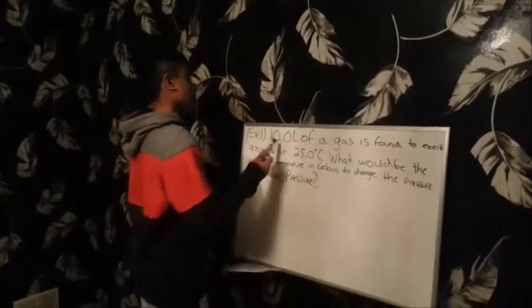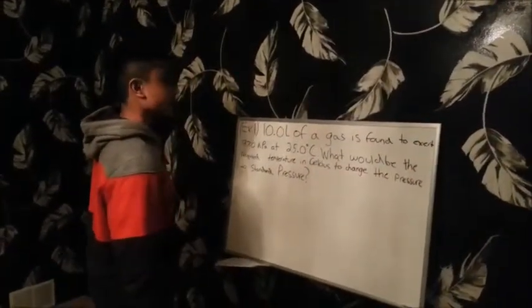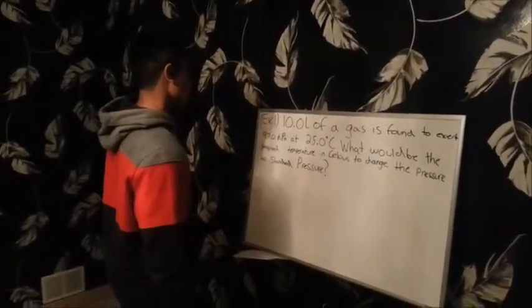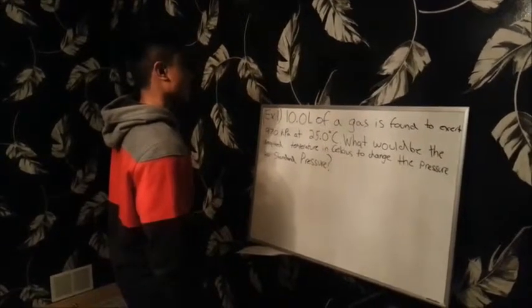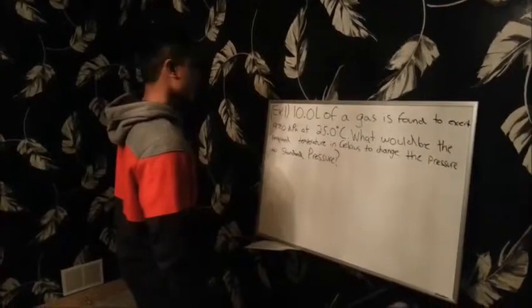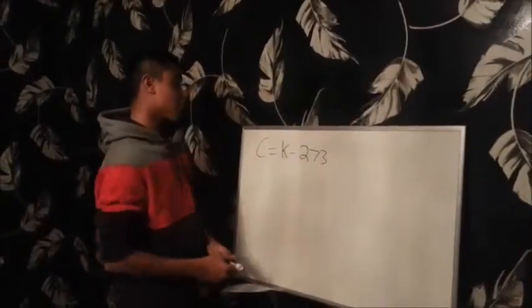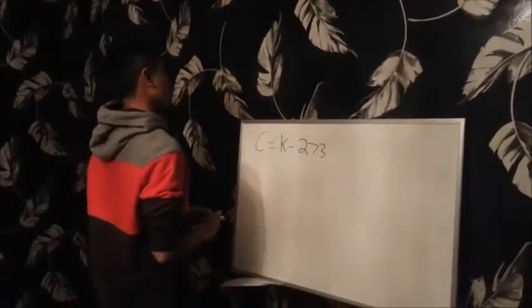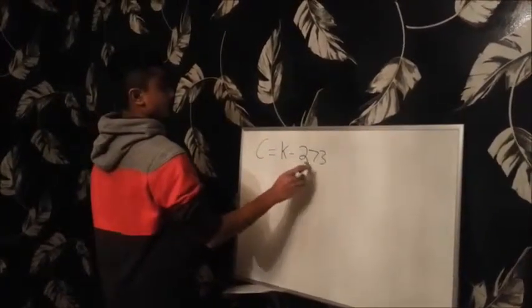Example 1. 10.0 liters of a gas is found to exert 97.0 kPa at 25 degrees Celsius. What would be the required temperature in Celsius to change the pressure to standard pressure? The step you must do is change Celsius to Kelvin. To do that, you must use the equation C equals K minus 273.